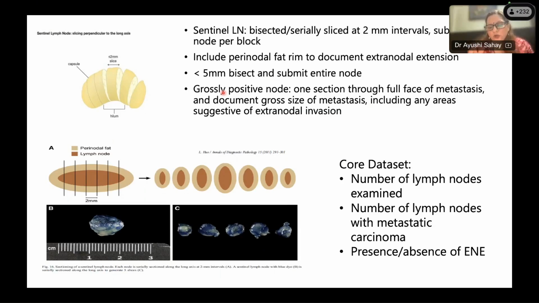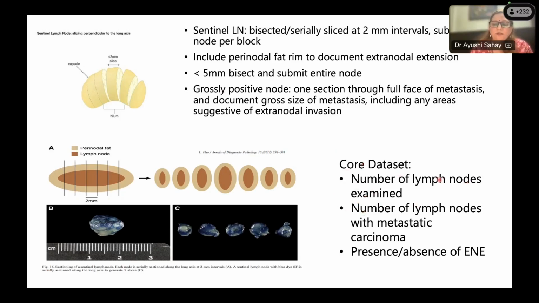So in a large nodal mass, when you get 3, 4, 5 centimeters, you are not required to give 5, 10 sections through the 5 centimeter nodal mass. One good section taken preferably through the area where there is extranodal extension is enough to document, and your gross nodal size, the metastasis size, will be the gross size that you have given, whatever, 3 centimeter, 5 centimeter. So this is basically the lymph node core data set.